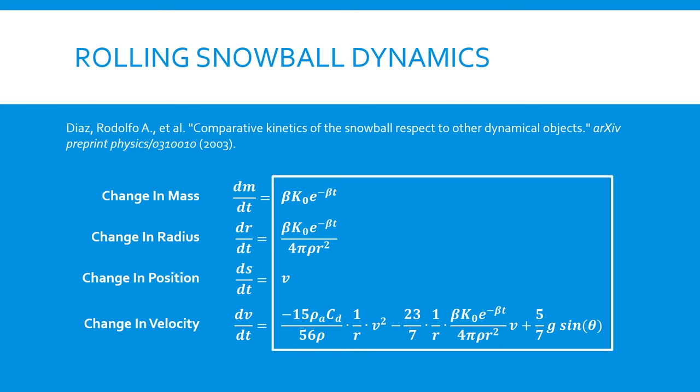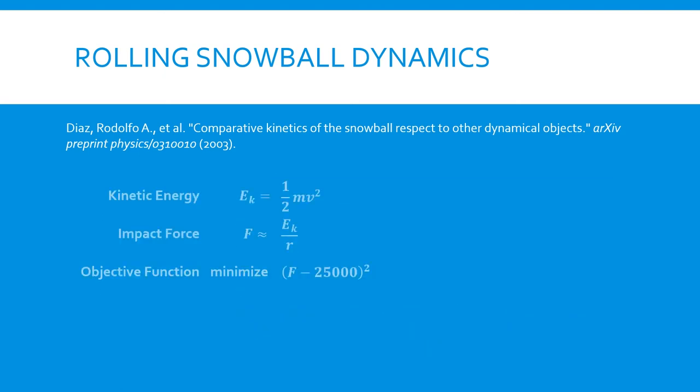Specifically, we'll be taking the right-hand side of these equations to use in odeint to predict the size, mass, and velocity of the snowball at the end of 30 seconds. Once we have those quantities, we'll calculate the kinetic energy of the snowball and the impact force, which we'll approximate by taking the kinetic energy at the end of 30 seconds and dividing by the radius of the snowball at that time. The objective function of our optimization will be to minimize the force minus the desired force of 25,000 newtons squared. This is known as a squared error objective and is common in optimization.